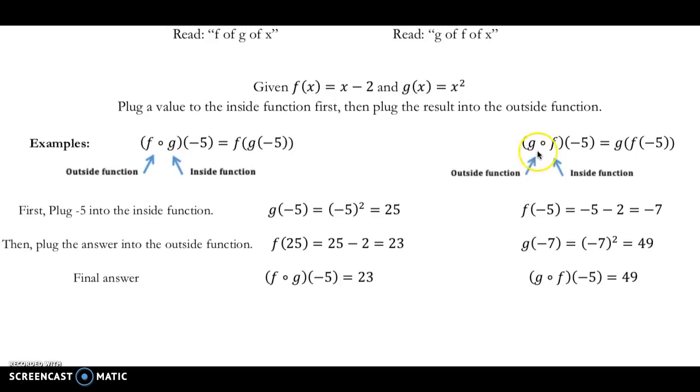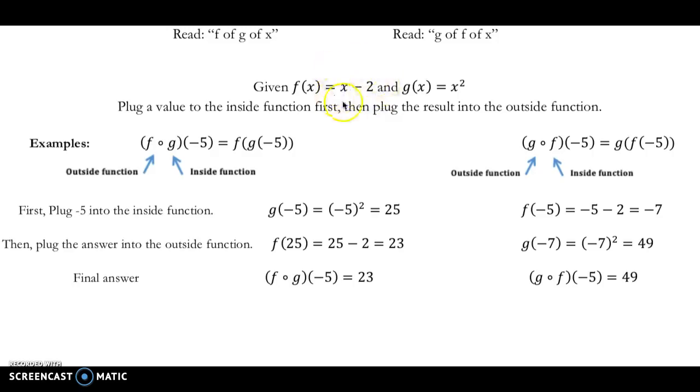Next, let's look at this example over here. So remember that you would read this g of f of x. Oh, sorry, g of f of negative 5. So now this looks similar to the first one, but g is our outside function and f is our inside function. So these two switch places. So now instead of putting negative 5 into g like we started with, we would put negative 5 into f because f is now my inside function. So I'm going to take this negative 5 and plug it into f.